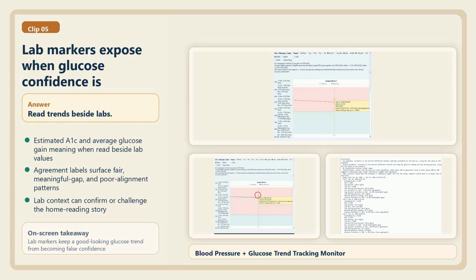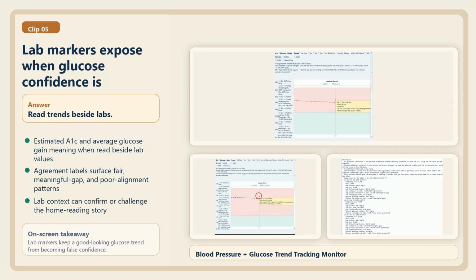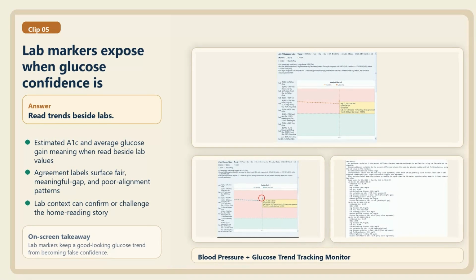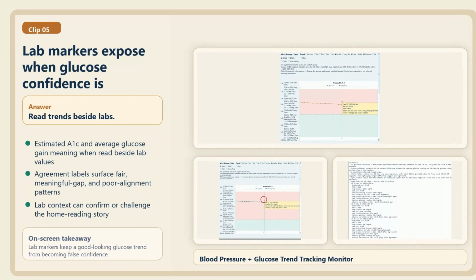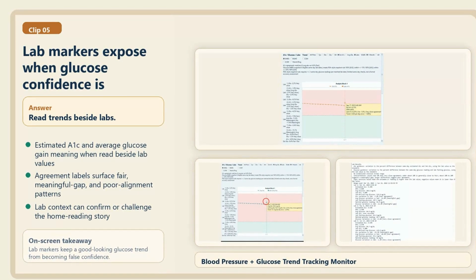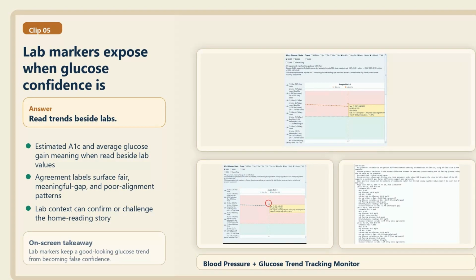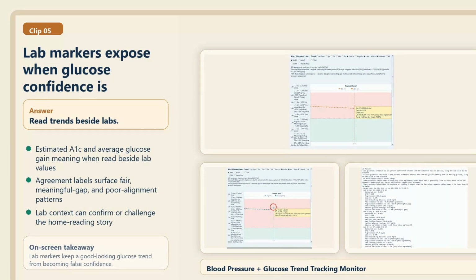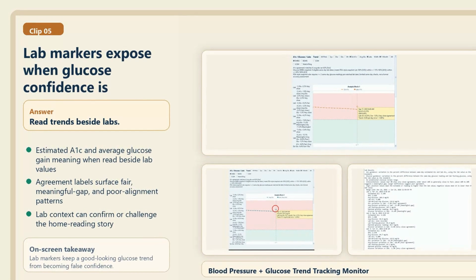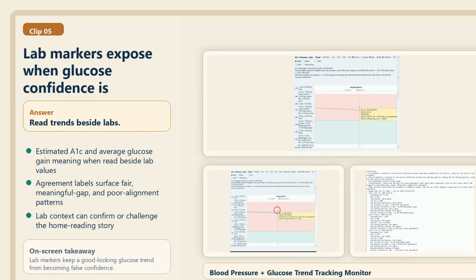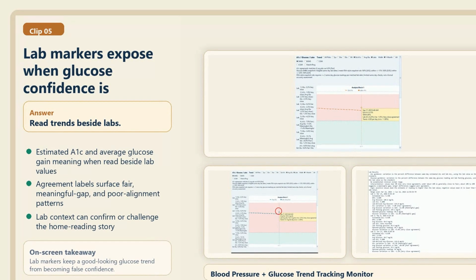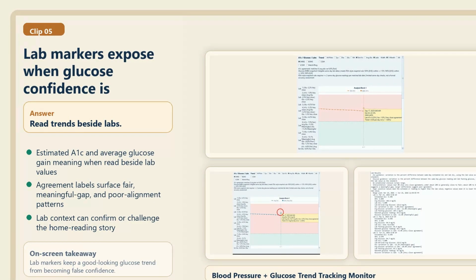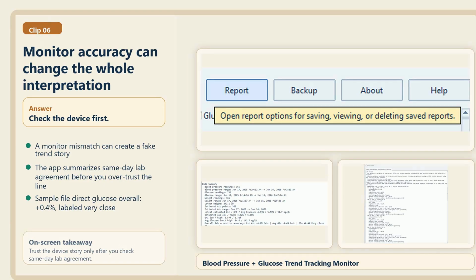Lab markers expose when glucose confidence is deserved. The app also handles hidden patterns by checking home readings against lab context. Estimated A1C can sit beside recorded lab A1C, and average glucose can sit beside the lab-derived average glucose estimate from that A1C. When those lines stay close, your reading-based story looks more credible. When the variation widens into a fair, meaningful gap, or poor agreement range, the app makes that visible. That protects you from overtrusting a nice-looking home trend that may not be lining up with dated lab evidence.